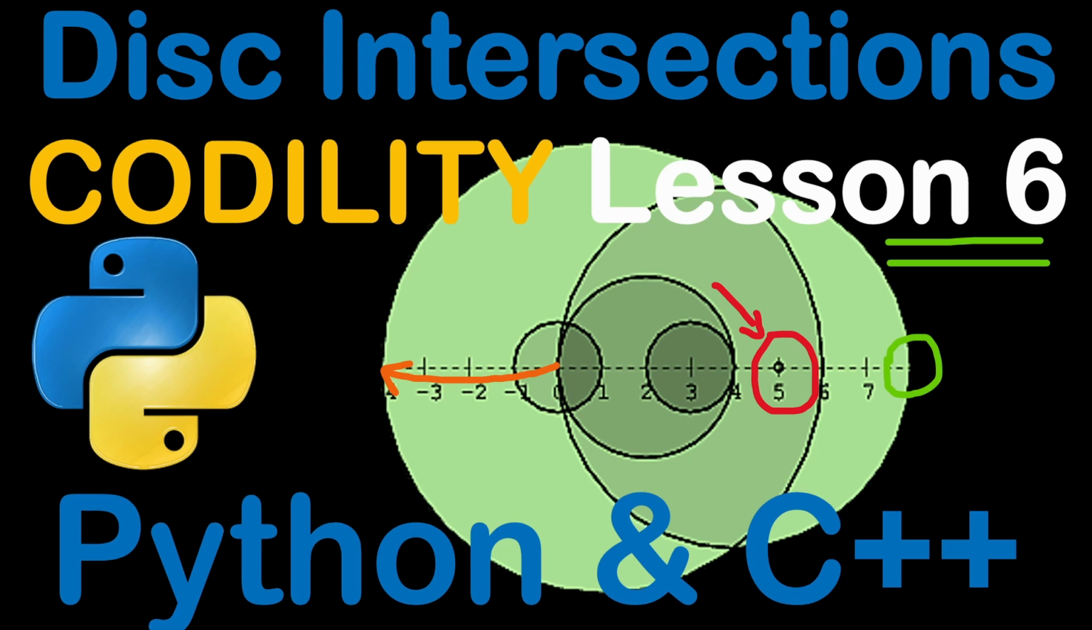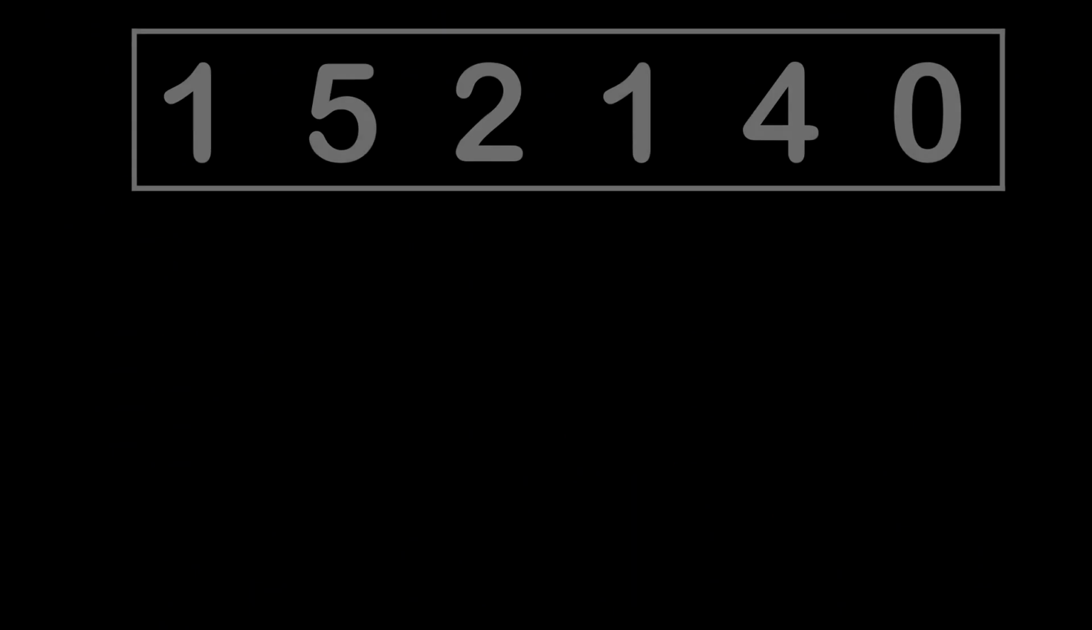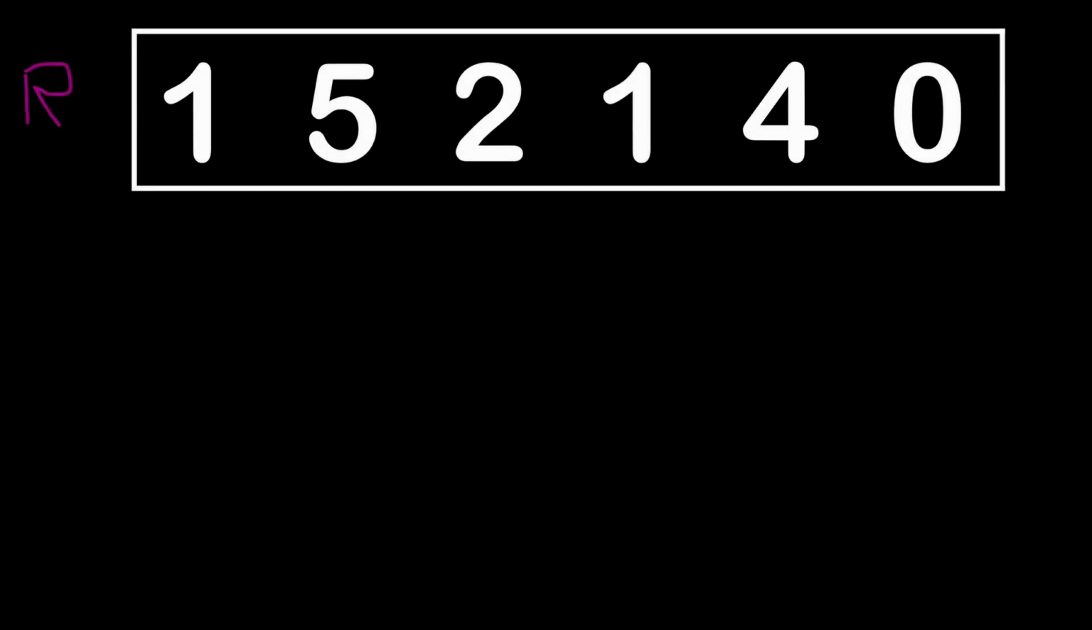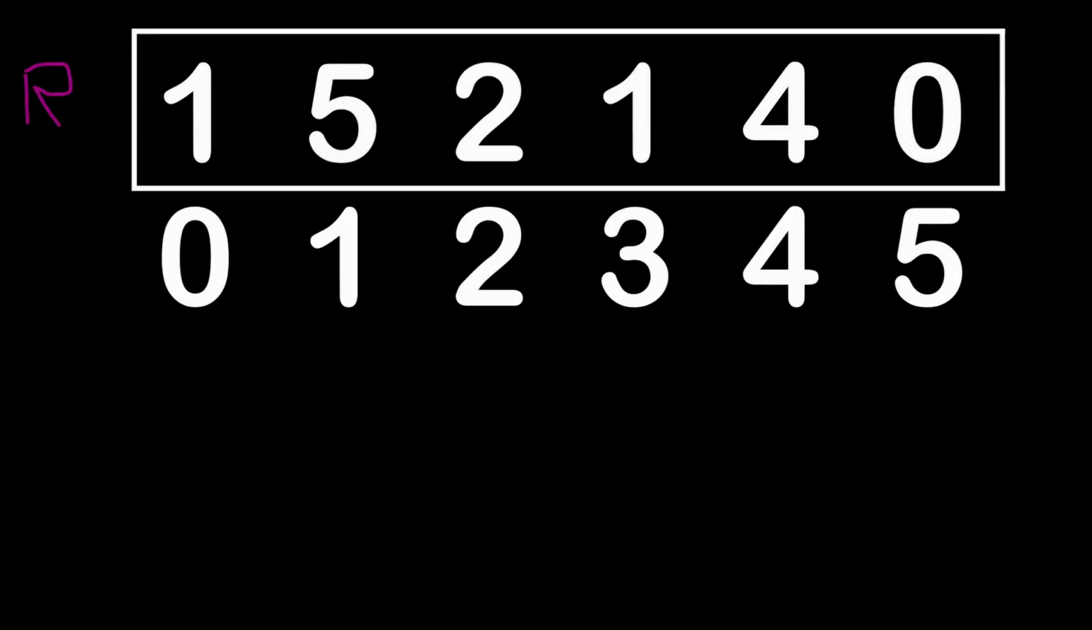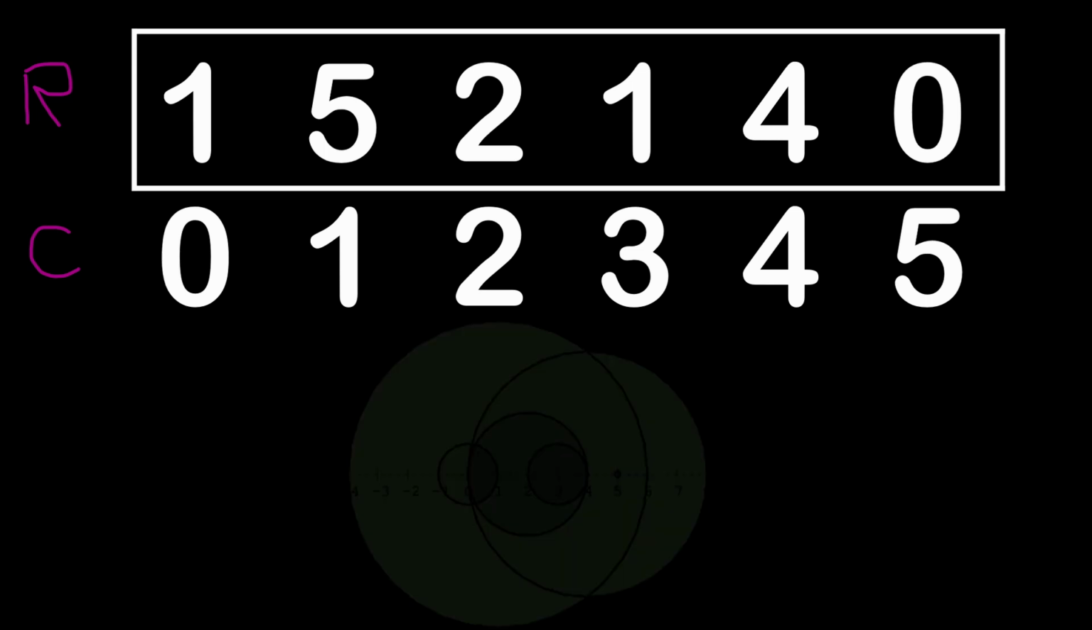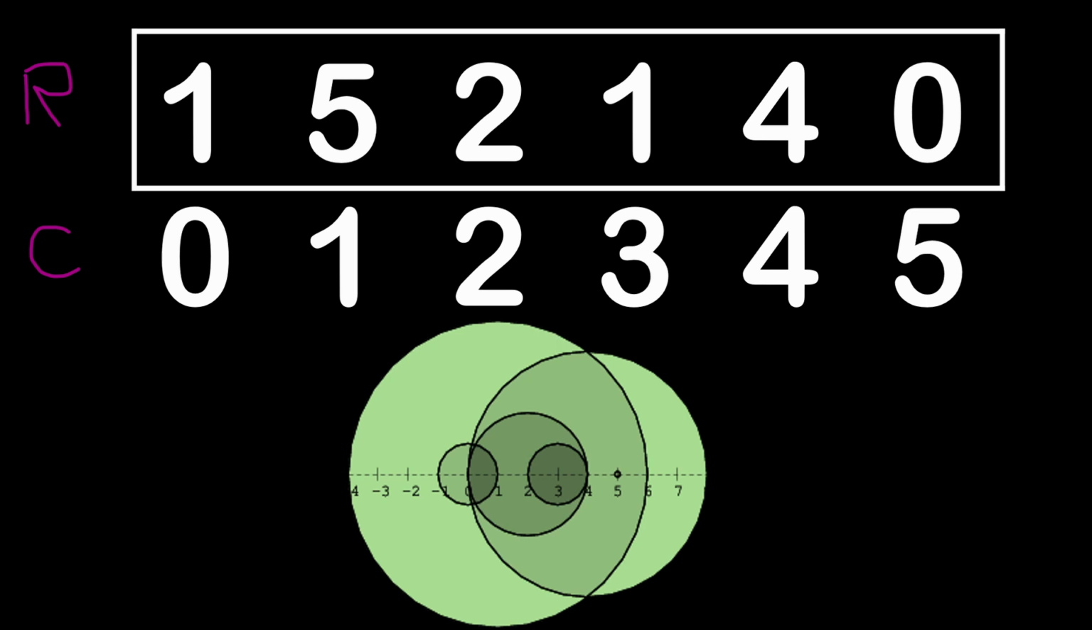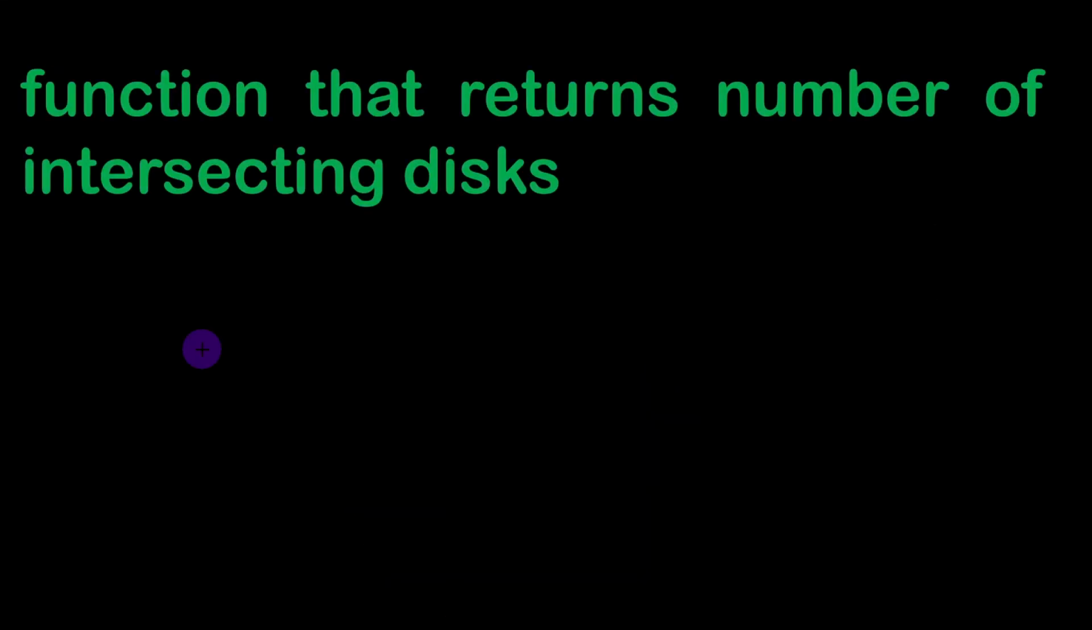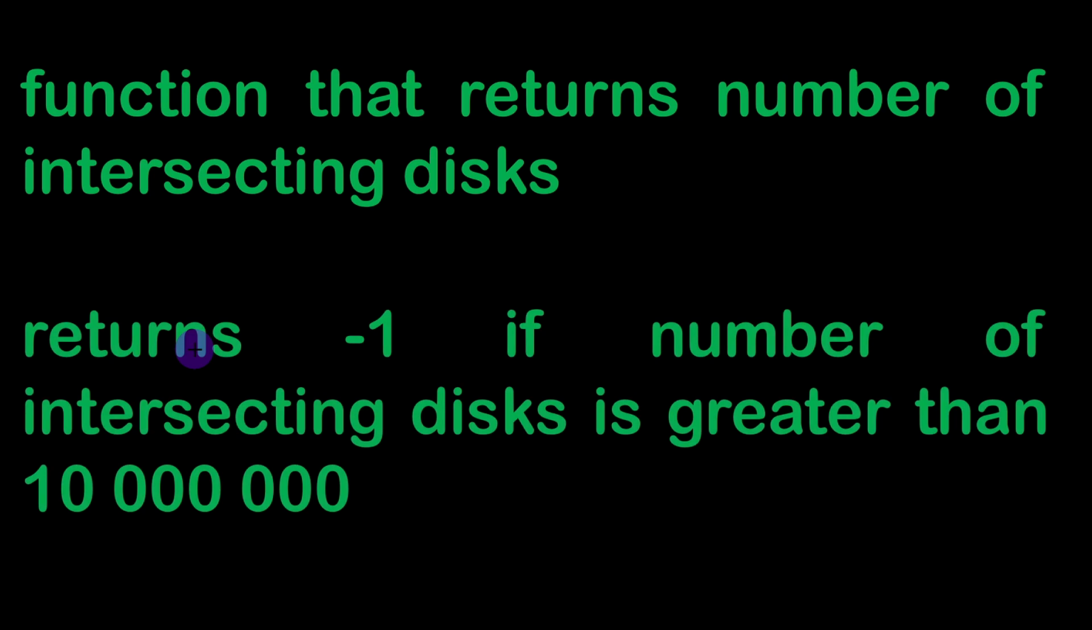So first we are given an array containing the radius of different disks, and the index of the array represents the positions of the centers of these disks. So you can imagine an axis where these are the indexes, and for each index we are provided the radius of the disk around this precise point. And the target is to write a function that returns the number of intersecting disks, and if the number of these intersections is greater than 10 million, then the function should return -1.